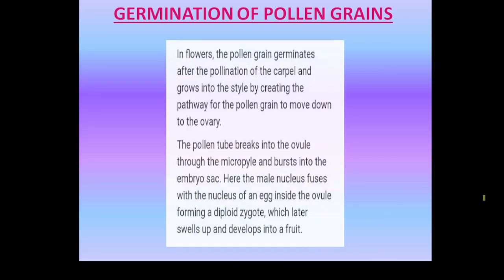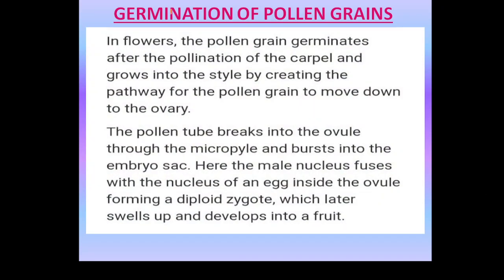Okay, now you'll see the germination of pollen grains. In flowers, pollen germinates after the pollination of the carpel and grows into the style by creating a pathway from the pollen grain to move down to the ovary. Carpel means here the female part. And this pathway is the pollen tube. Remember it. It's the pollen tube.